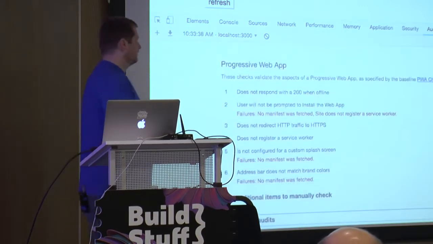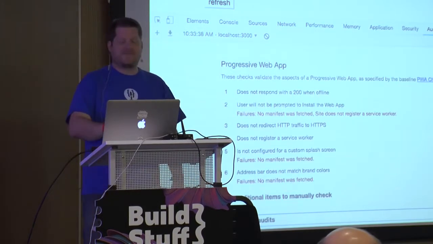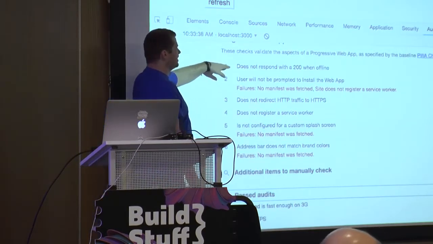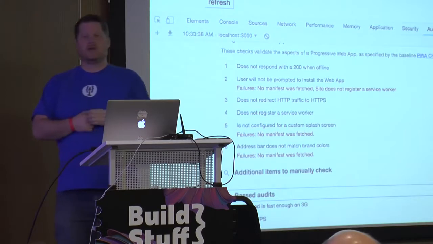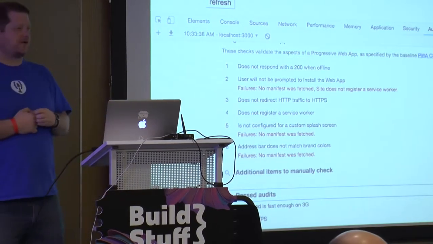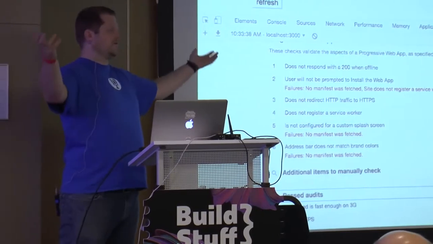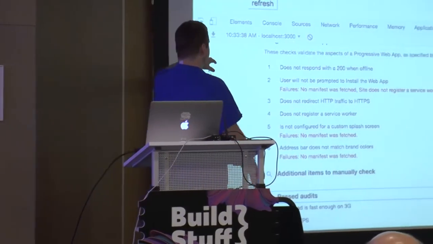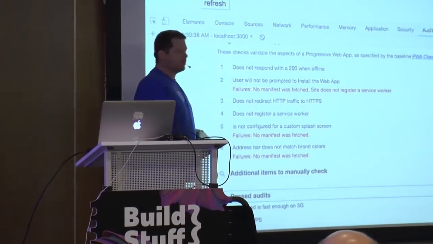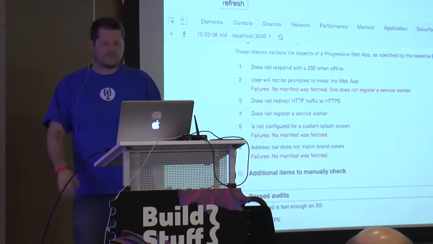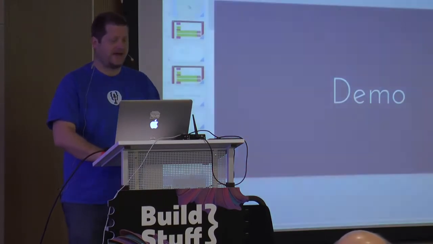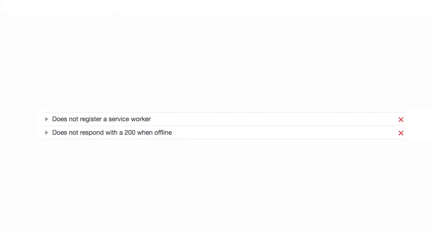Let's look at the stuff that failed. Now, if I hadn't given you the introduction, this first one looks dumb. Does not respond with a 200 when offline. A website should never respond with a 200 when you're offline, because 200 means it worked. Like I asked for data, I got data. It shouldn't do that when you're offline, right? And then let's look at number 4, does not register a service worker. So let's talk about this, because this is ultimately the vast majority of what we're going to talk about. Does not register a service worker, does not respond with 200 when offline.